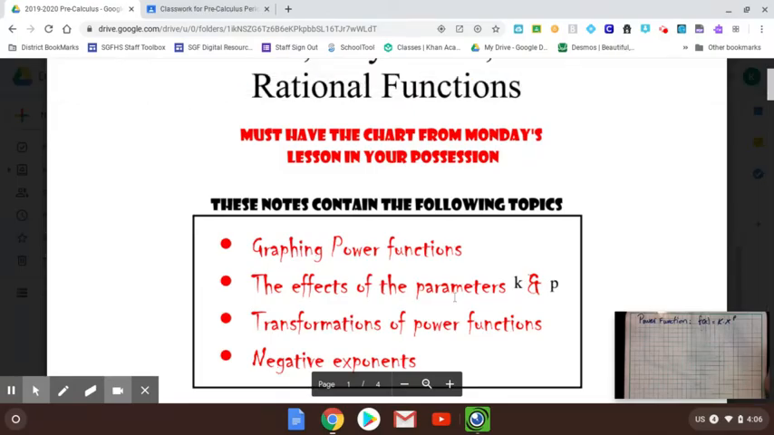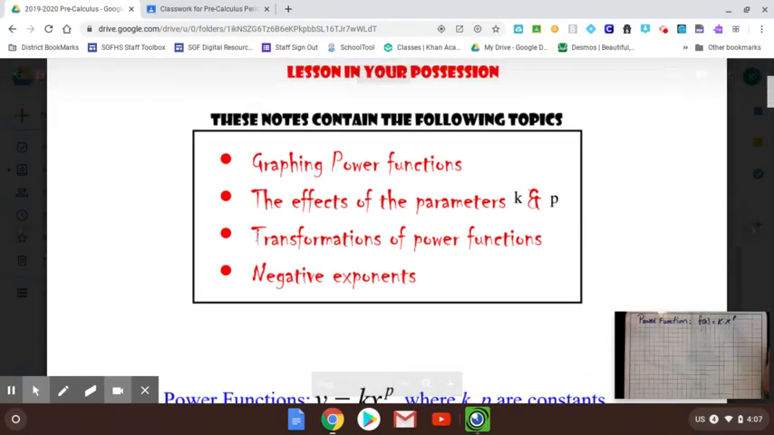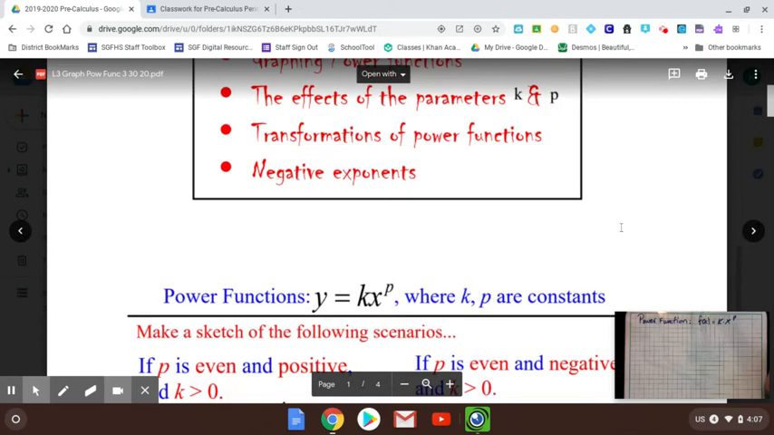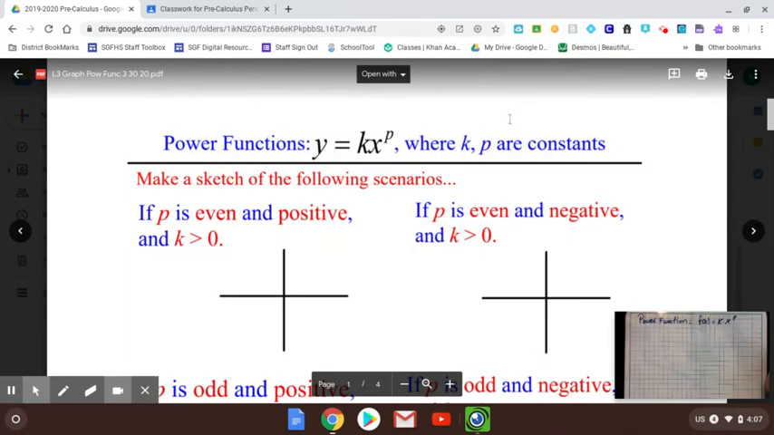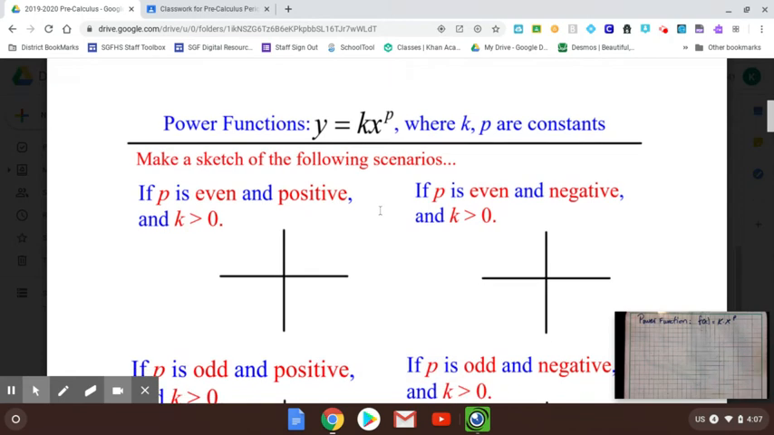Alrighty, with that said, transformations, obviously we're going to do transformations and we have to go over negative exponents. So here's the deal, power functions of this form. Make a sketch of the following scenarios. Scenario 1: p is even and positive. k is positive as well. How could that possibly look?